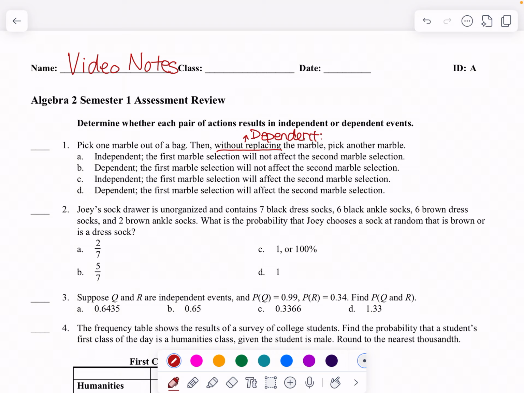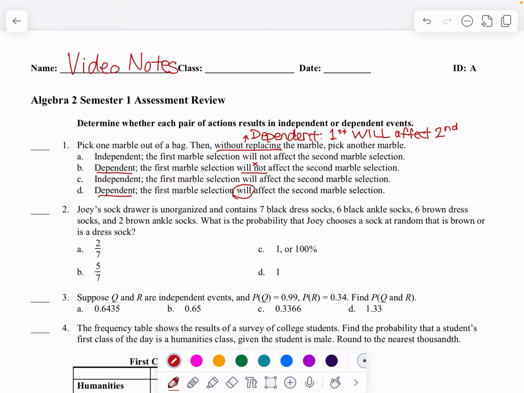And dependent means that the first one will affect the second one, right? Because you would keep it out. It's going to change the possibility of what you're going to get on the next one. So it was going to be dependent, right? But then this says will not, and we don't want will not. We want it will affect it. So it will affect it. Then for the next one.